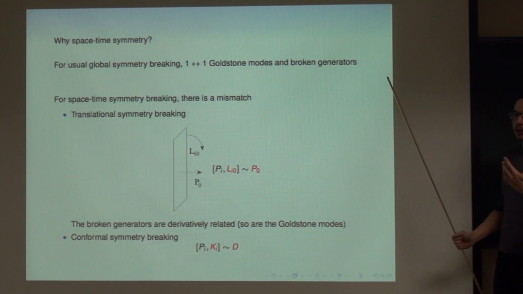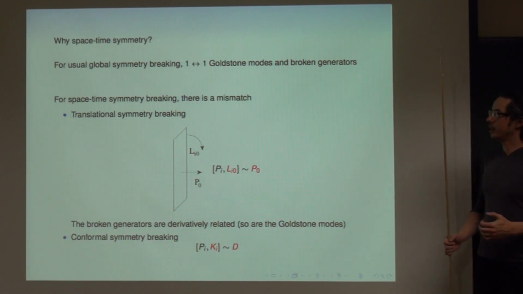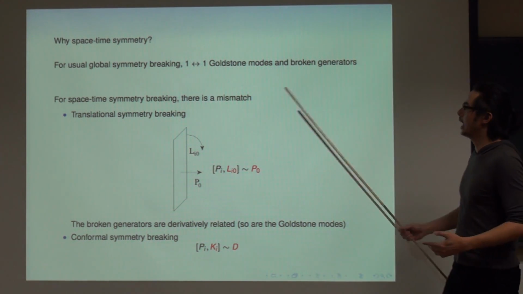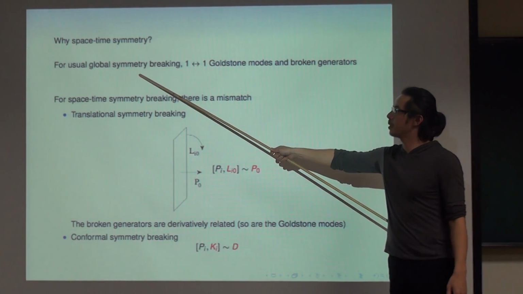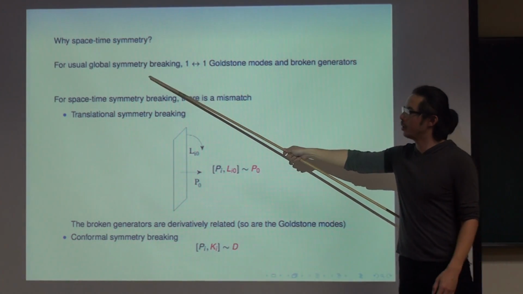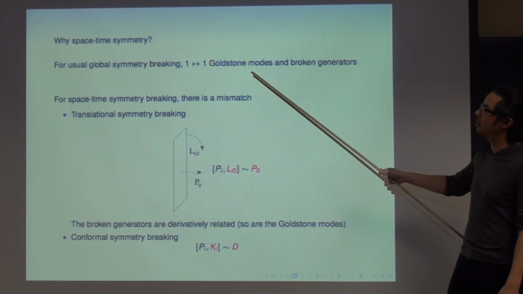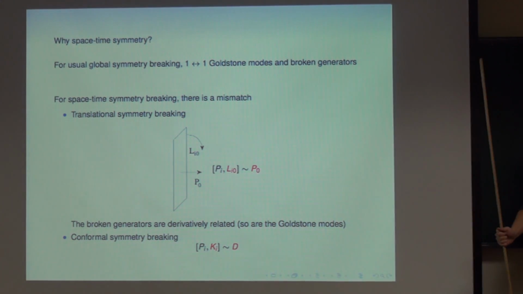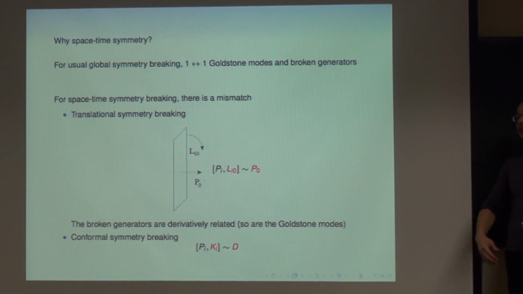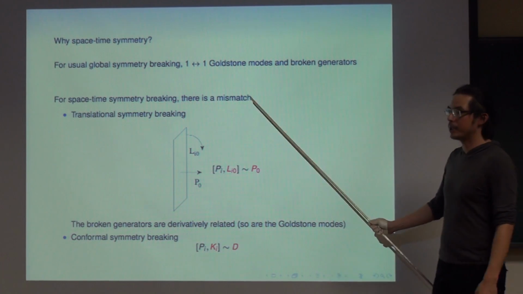So in the usual case, or the case that we learn mostly, for example, the Mexican hat, the number of global symmetry breaking generators is in one-to-one correspondence with the number of Goldstone modes. That's the statement, right? You break 3 generators, you have 3 Goldstone modes. That's the usual statement. However, this is actually not true always. If the broken symmetries involve space-time symmetry, this is no longer true. For space-time symmetry breaking, there's a mismatch.